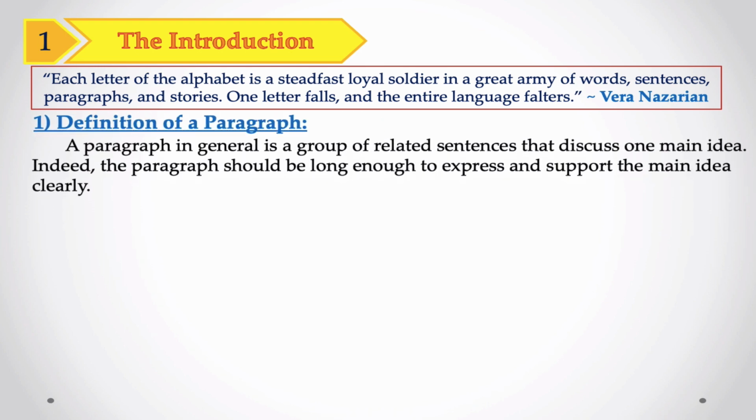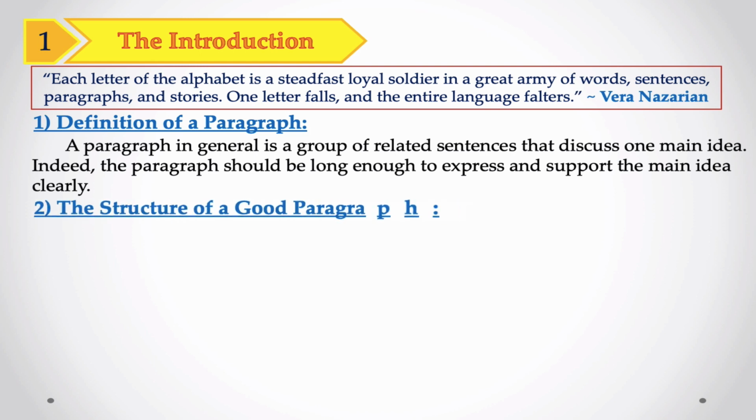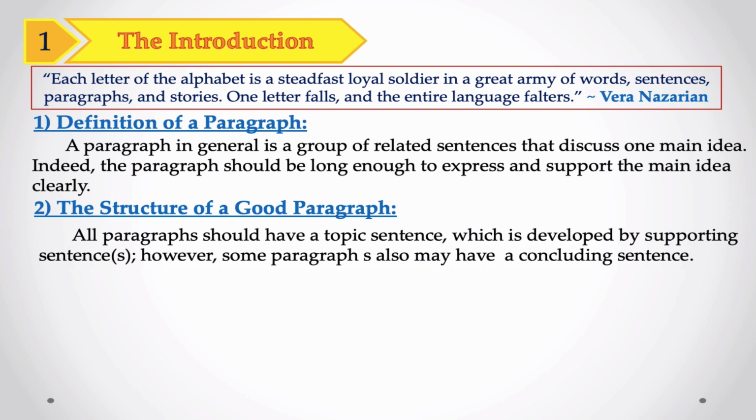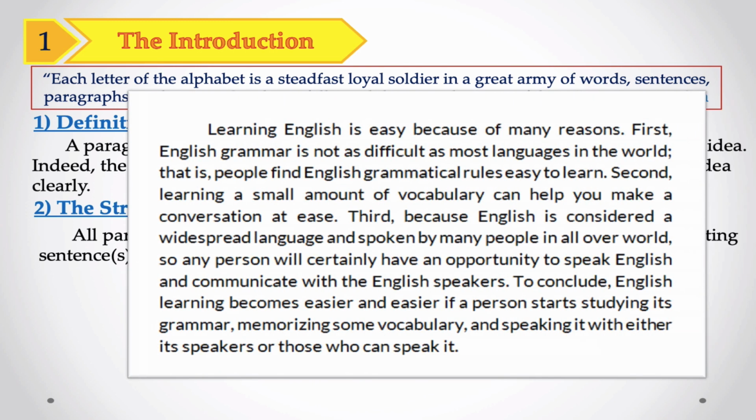A paragraph in general is a group of related sentences that discuss one main idea. Indeed, the paragraph should be long enough to express and support the main idea clearly. Here is the structure of a good paragraph. All paragraphs should have a topic sentence which is developed by supporting sentences. However, some paragraphs also may have a concluding sentence. Let's have a look at the following paragraph and let's analyze it.